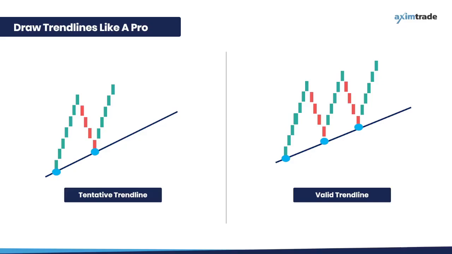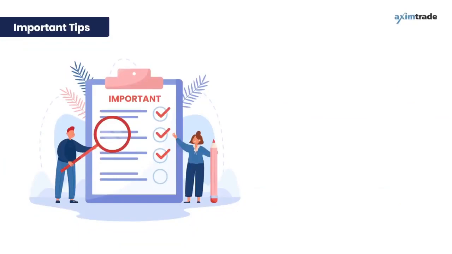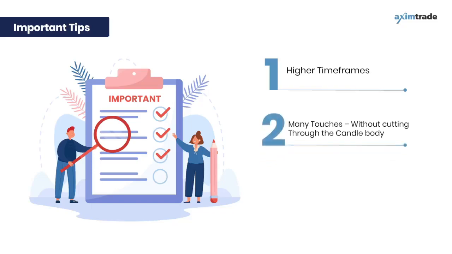To draw trend lines like a pro, there are 3 very important keys traders need to know. First, it is always best to start with the higher time frame because they produce more reliable trend lines. Second, in most cases, a trend line will have some overlap from the highs or lows of a candle. But what's more important is to get as many touches as possible without cutting through the candle's body.